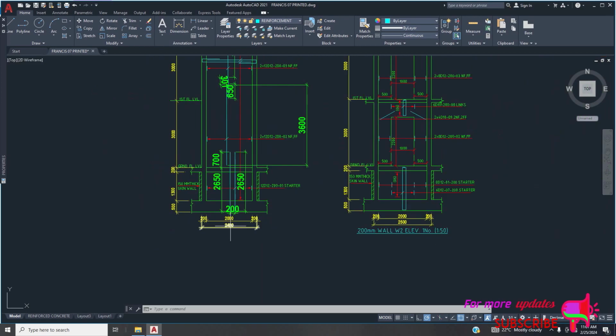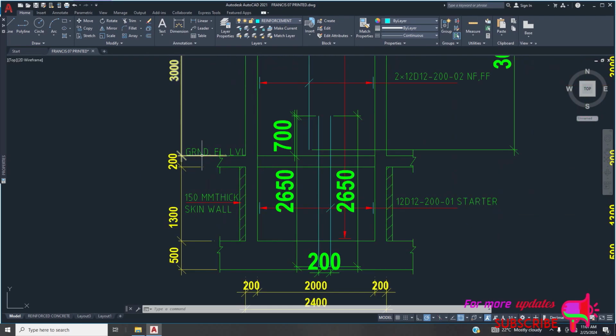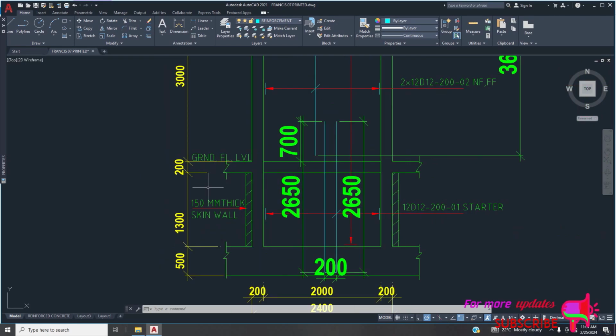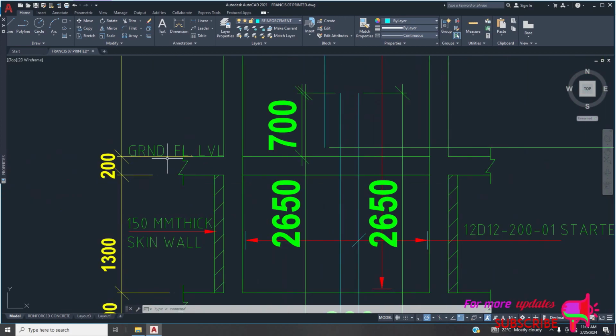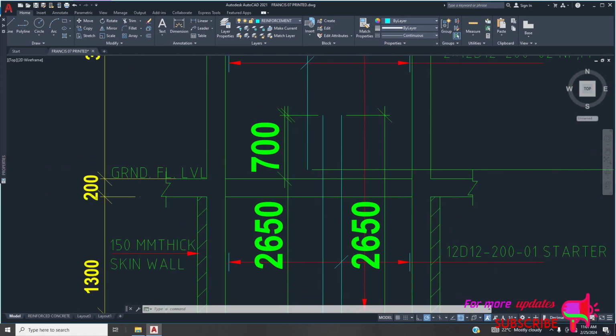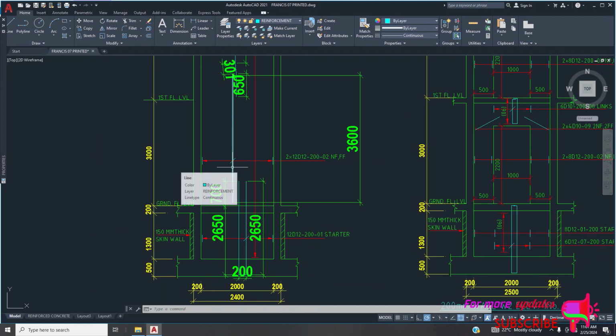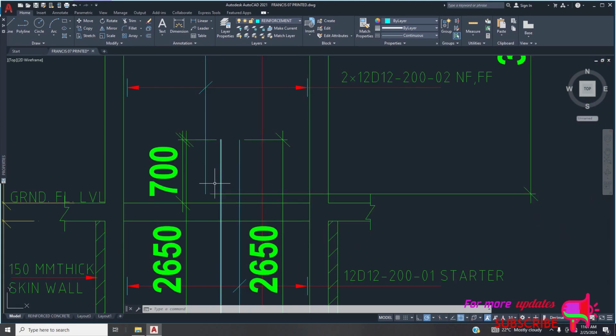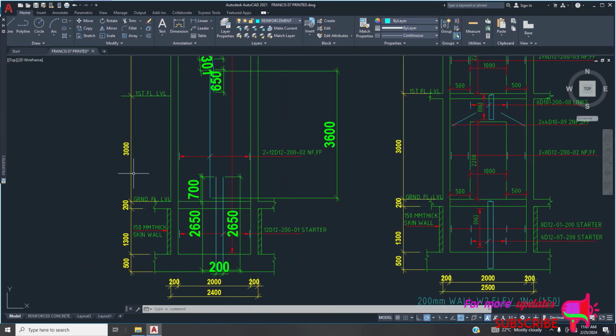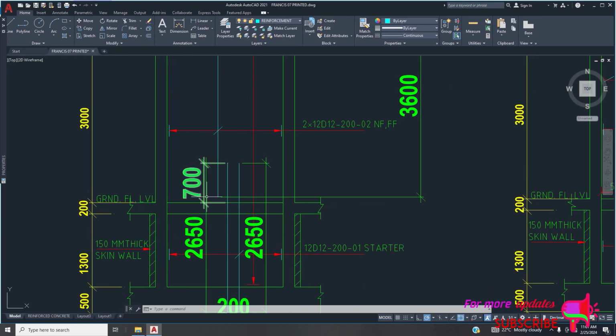So then we go to the first floor. After we go from the ground level to the first floor, you can see this one is extending. It's like it has a lap length, so it is extending by 700, and that is the 3000, the floor to floor height, divided by 4. You will get 700.